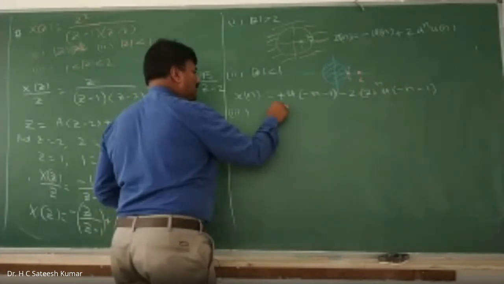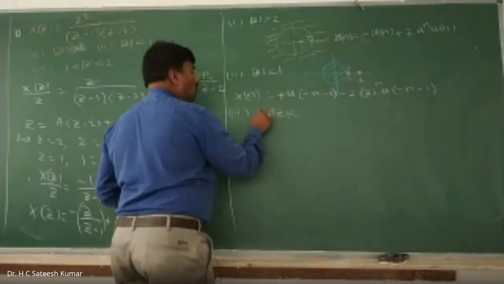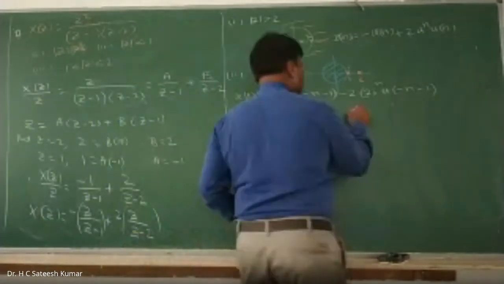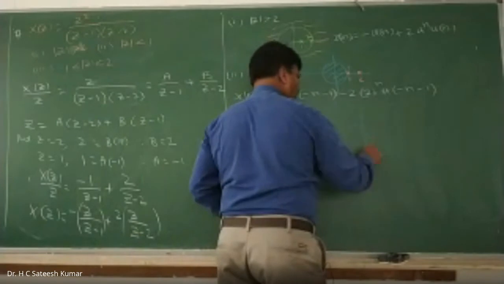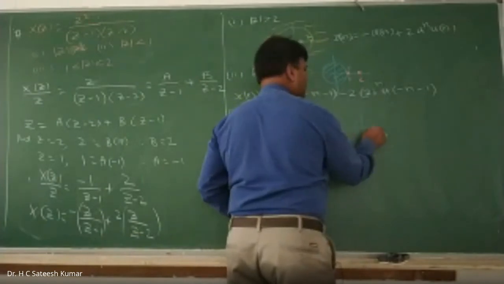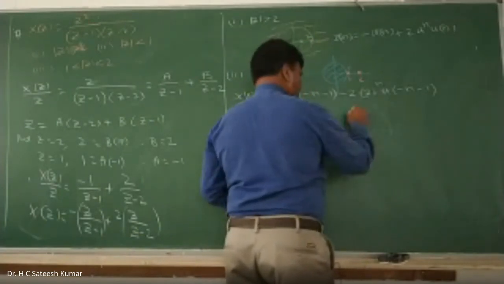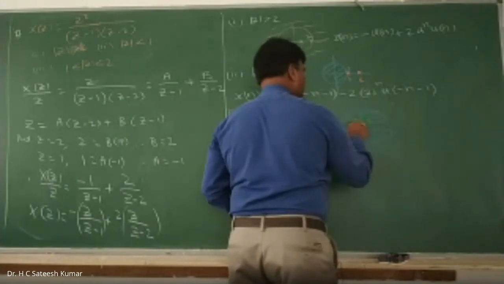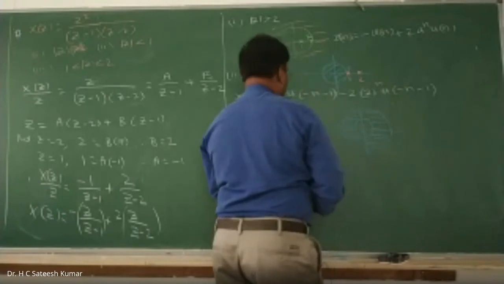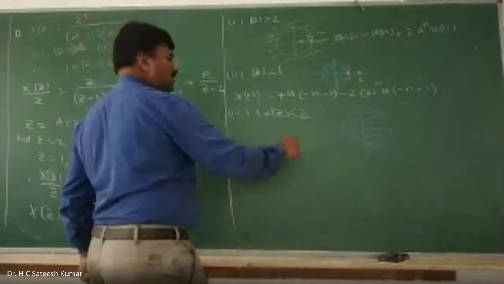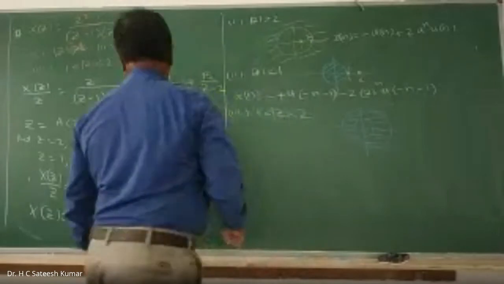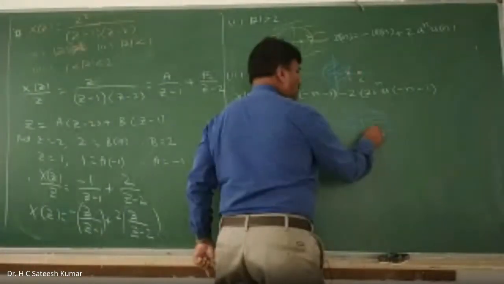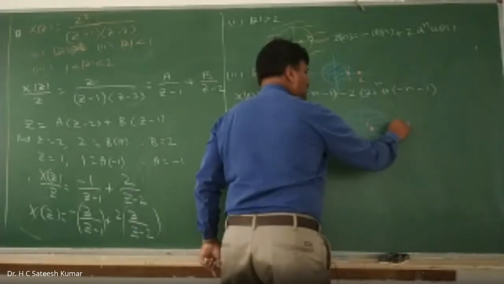Mod Z lies between 1 and 2. Okay, how will you do that? Once again, you sketch the ROC. Where are the poles? Between 1 and 2, we said. One pole is at 1, another pole is at 2.